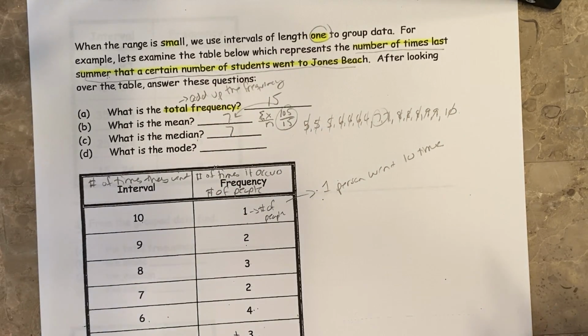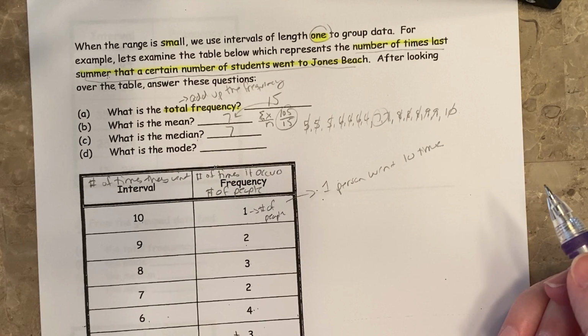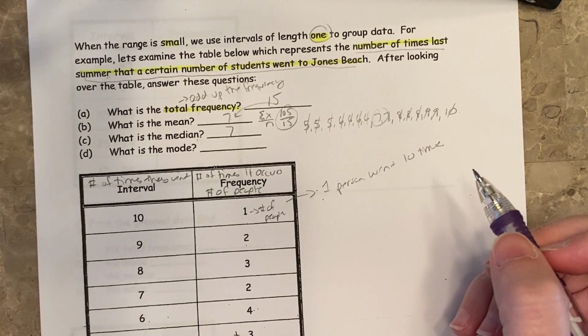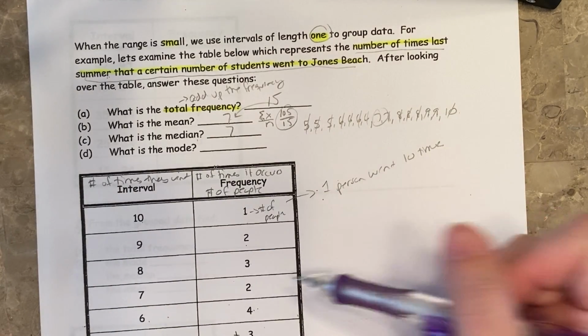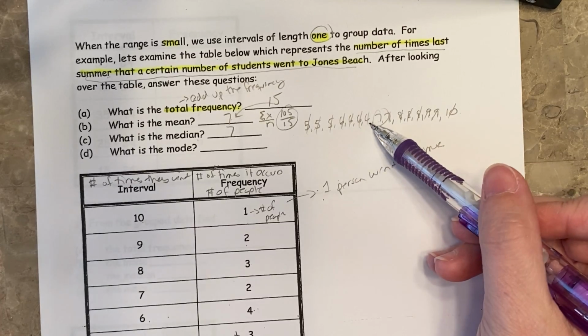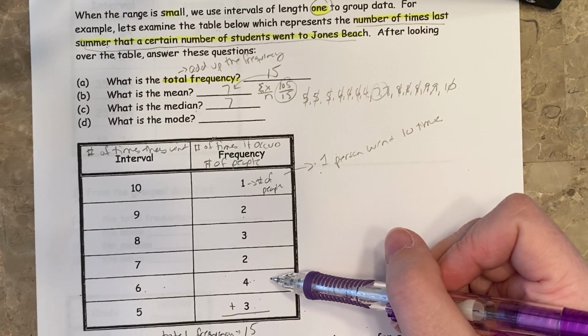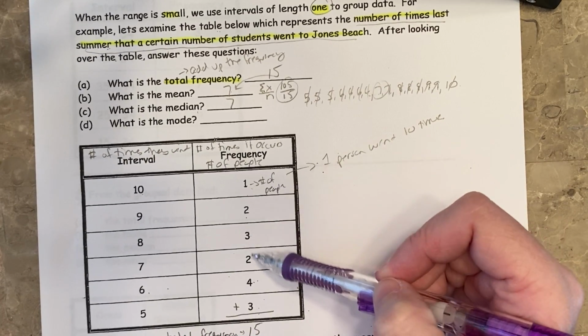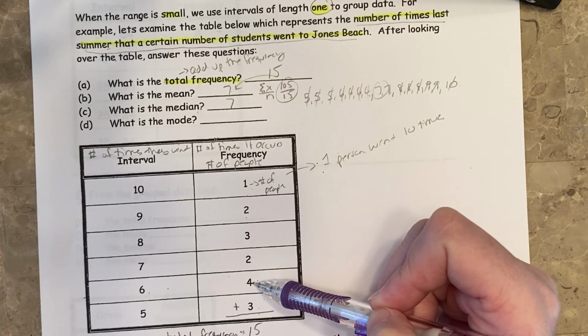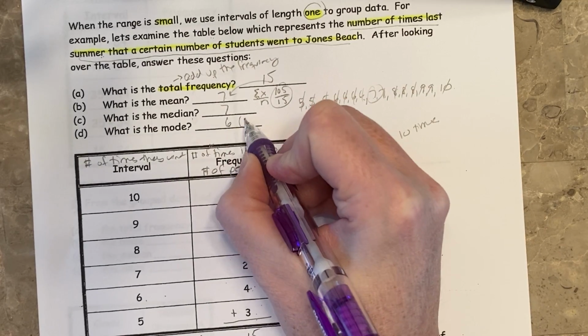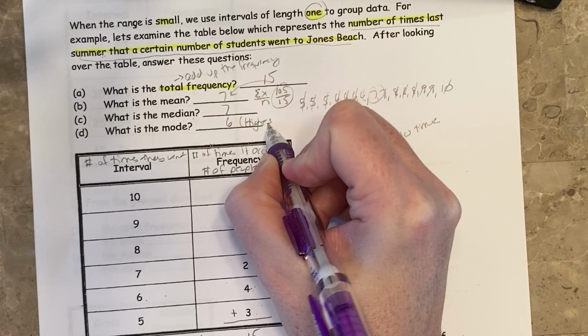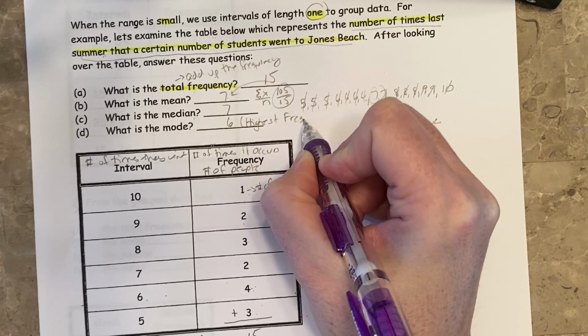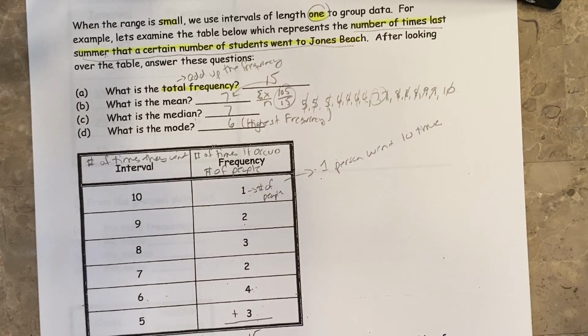And then your mode, the mode is the one that occurs the most. So you can look here and see that 6 occurred 4 times. You can also very quickly see that from your table. You just look for which one has the highest number, and that would be 6. And again, that's your highest frequency.